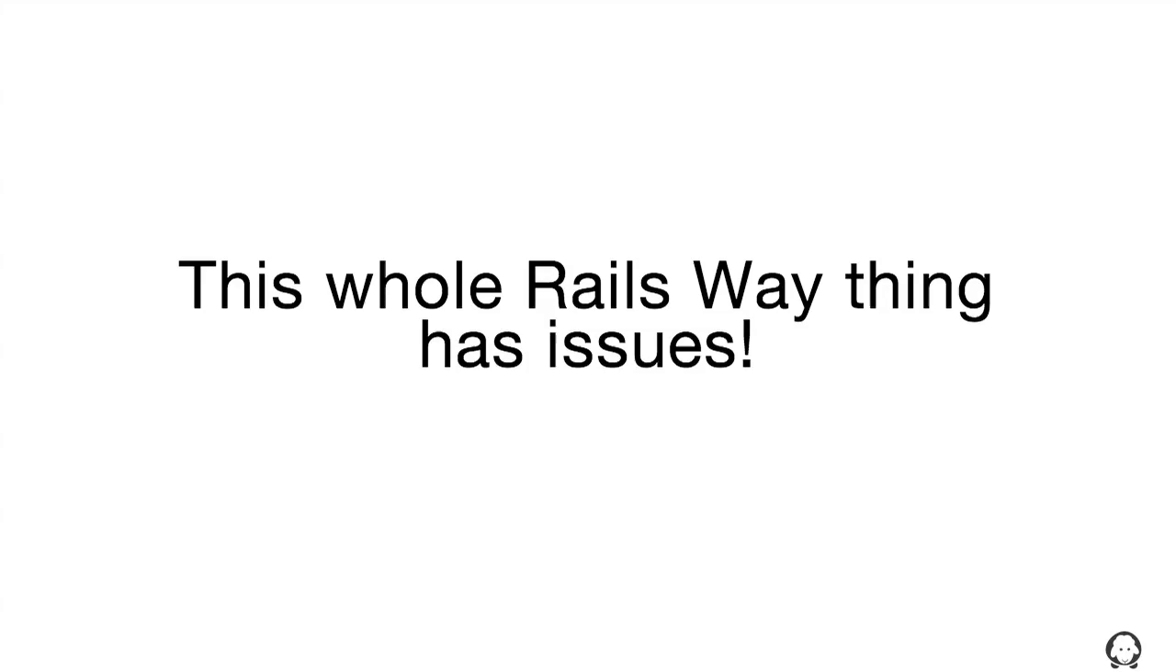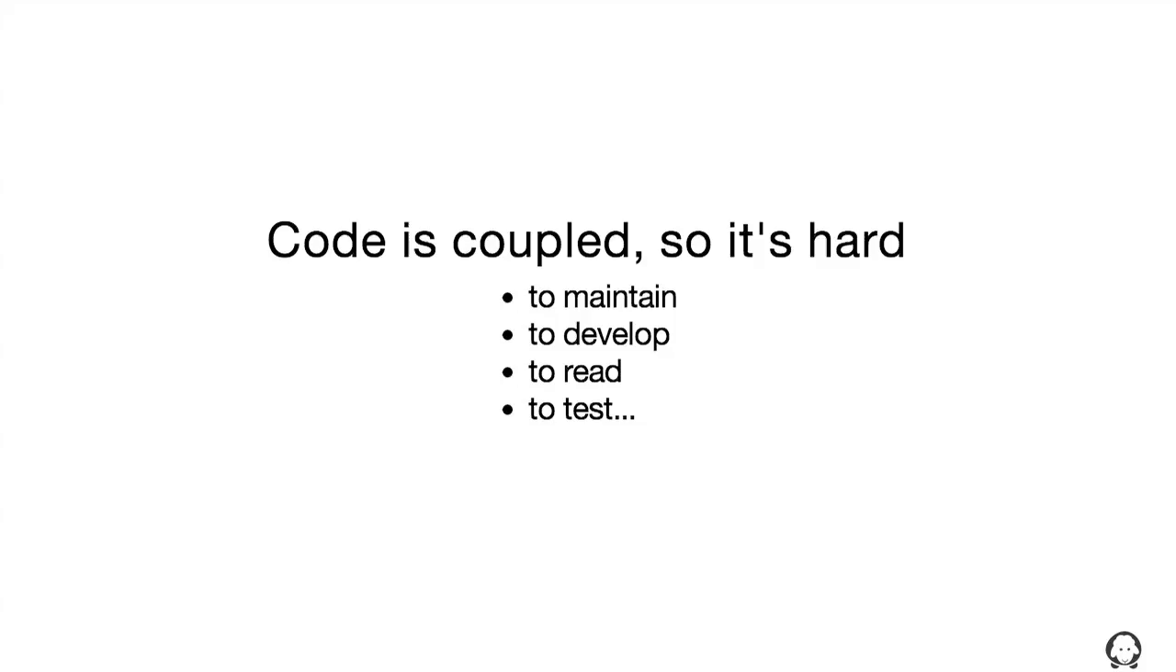This thing has issues. Come on. It looks like the whole Rails thing has some issues, and it's not that good. The code was coupled, so it was hard to maintain further. It was hard to develop in the first place. It was hard to read, for instance, the controller part. And the tests were tricky. So there are some issues.